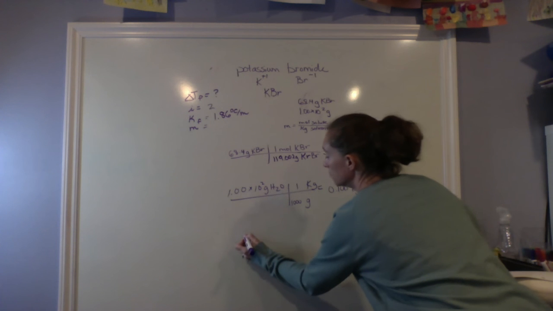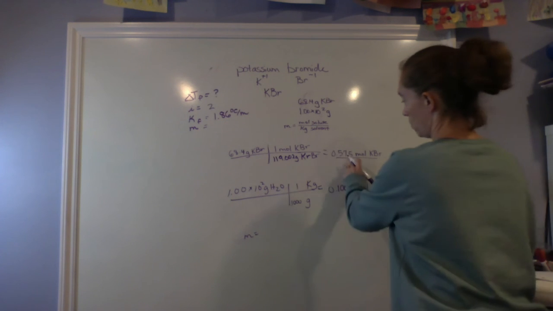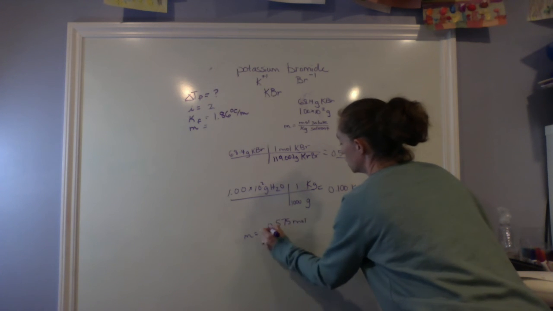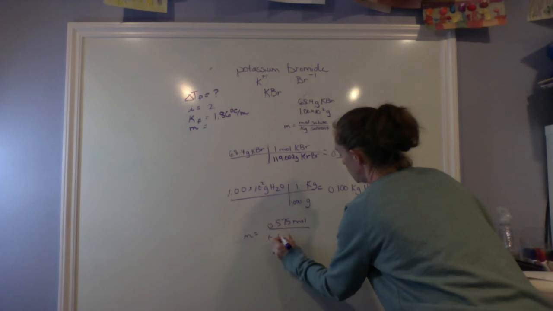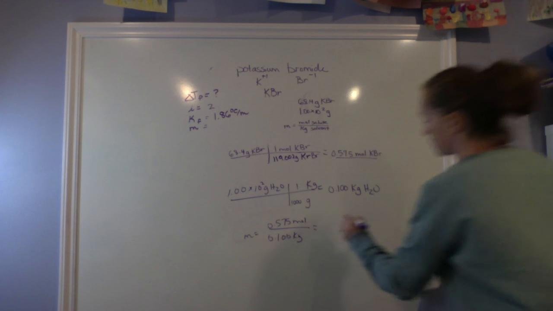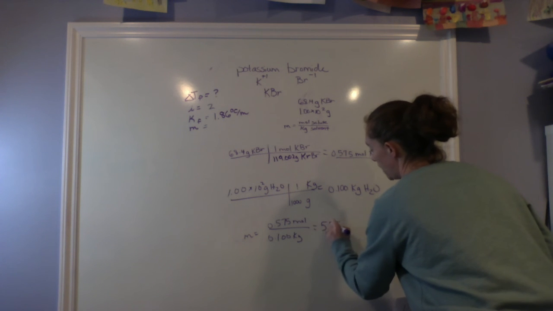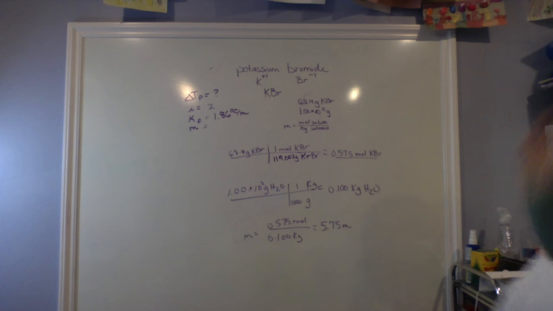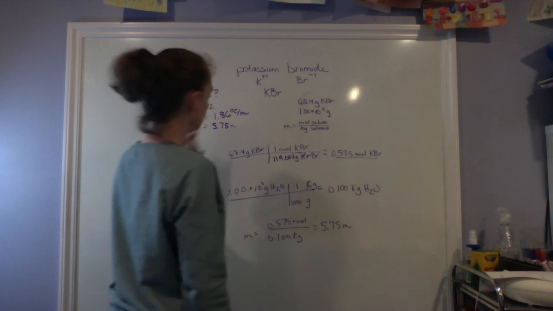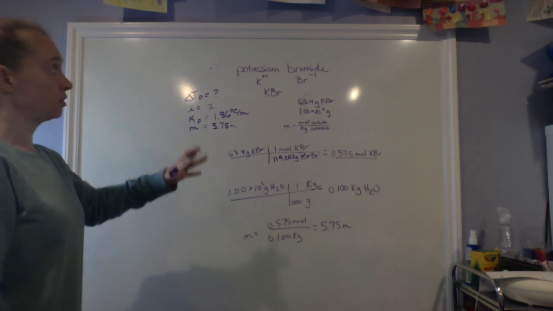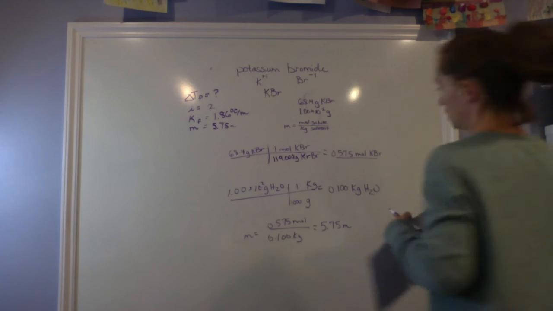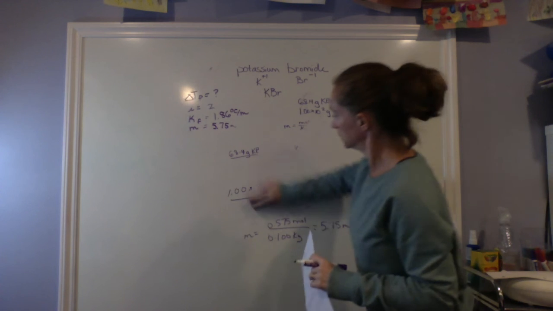Okay? So now we have things in terms of moles and kilograms, so we can solve for molality. So the molality equals moles, 0.575 moles over 0.100 kilograms, which is just 5.75 little m. Okay, so I'm going to put that over here. 5.75 little m. Okay, so I'm going to erase all of this. I'm going to leave my key here, and then I'm going to work the problem, because my board's little, and I write big.